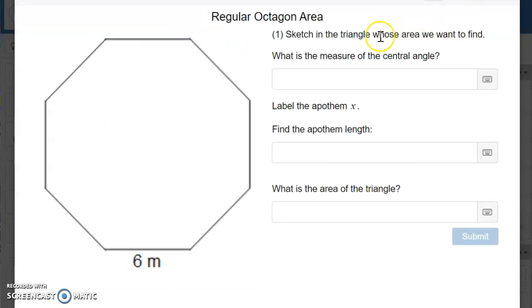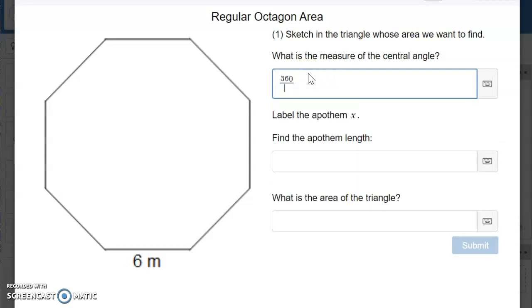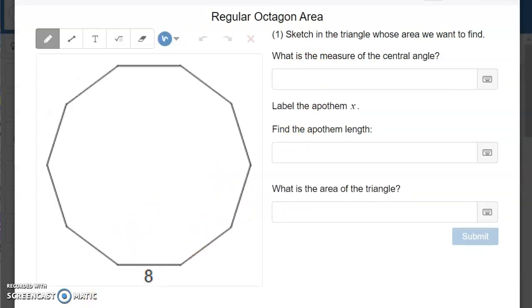Then finally, card number 6 asks you to find the area for this. It's an octagon, 8-sided. What is the measure of the central angle? Well, 360 degrees is going to be divided into 8 congruent triangles. So 360 divided by 8 is going to be 45 degrees. What about the apothem's length? Actually, I just changed the problem, so please disregard the previous problem. So card number 6 is this.